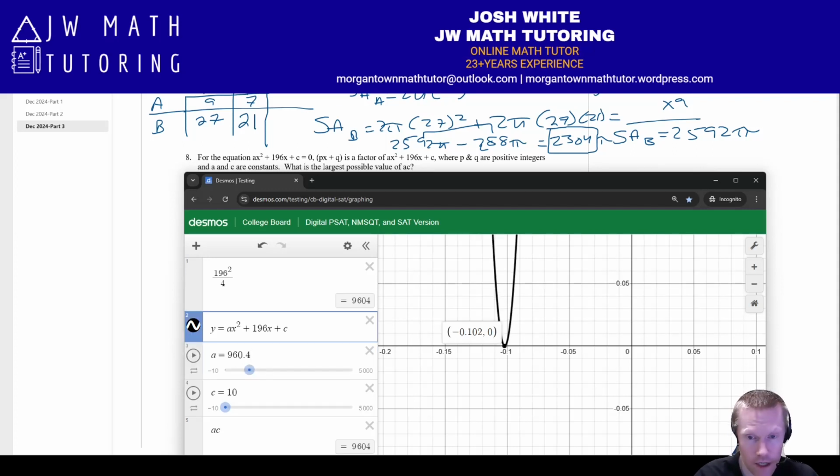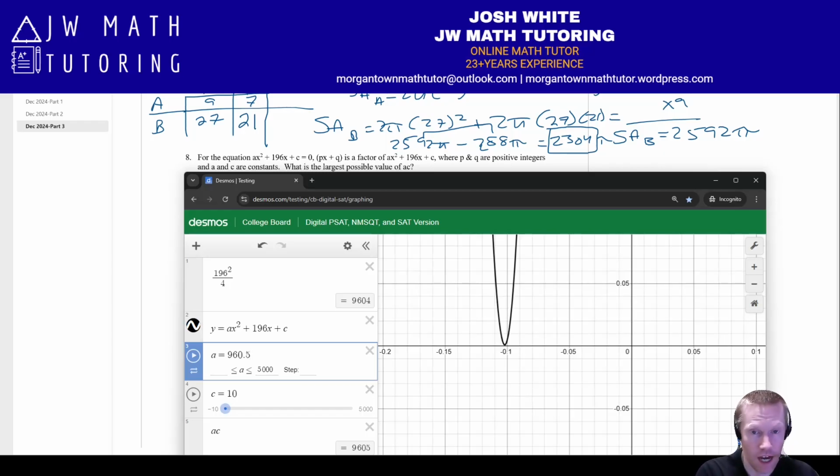Okay, notice right here it's on the axis, so there still is one solution. Okay, but now 9605 is too high. Basically, it's not a possible value of AC because there are no real solutions, which would mean that the expression's not factorable, which it is.